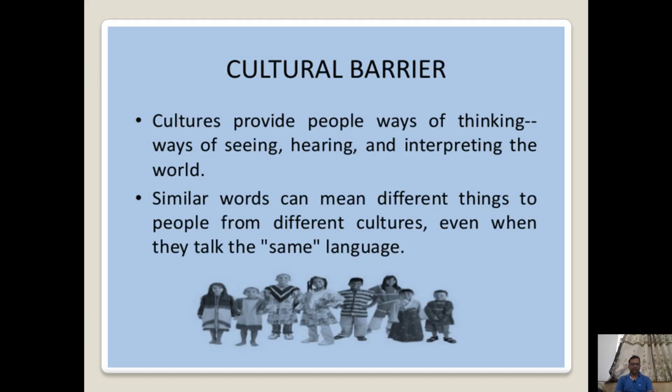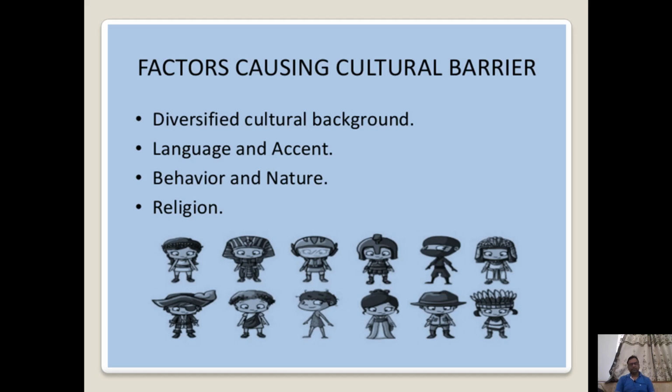The second barrier that we are going to discuss now is the cultural barrier. Cultures provide people ways of thinking, ways of seeing, hearing, and interpreting the world. Similar words can mean different things to people from different cultures even when they speak the same language. People belong to different nations and different countries. Their cultures are different, but with the help of communication, even with sign or signal communication, they can communicate effectively. Now, what are the factors that cause cultural barriers?